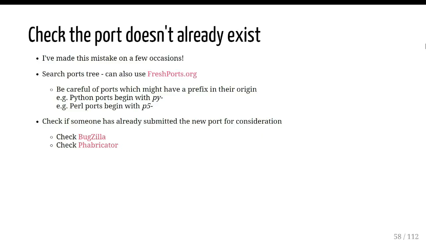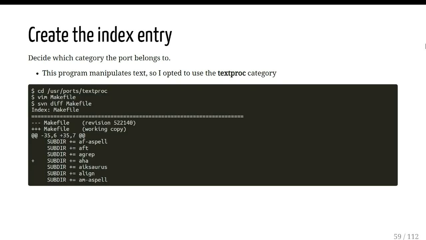So first step, check the port doesn't exist. I've made this mistake a couple of times myself. I've committed a new port and found out, whoopsie doopsie, it was over there in that other category. I just miscategorized it. So do a bit of a search around. Next step is make sure you make that index entry in the category makefile that I was talking about before.